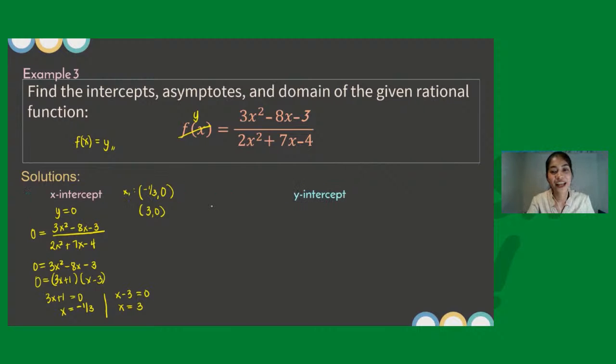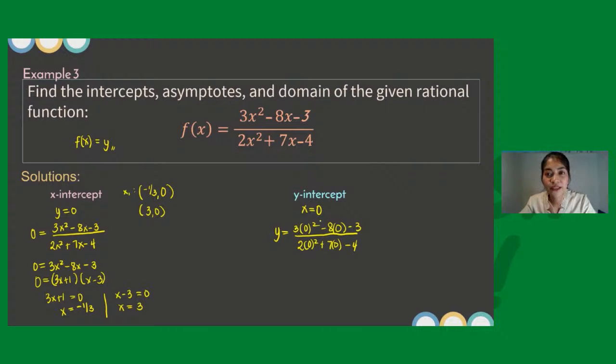On the other hand, to solve for the y-intercept, ganun pa rin naman yung process. But this time, we are going to let x be equal to 0. This time, we are going to plug in 0 to our x variables. So we will have y is equal to 3 times 0 squared minus 8 times 0 minus 3 all over 2 times 0 squared plus 7 times 0 minus 4.